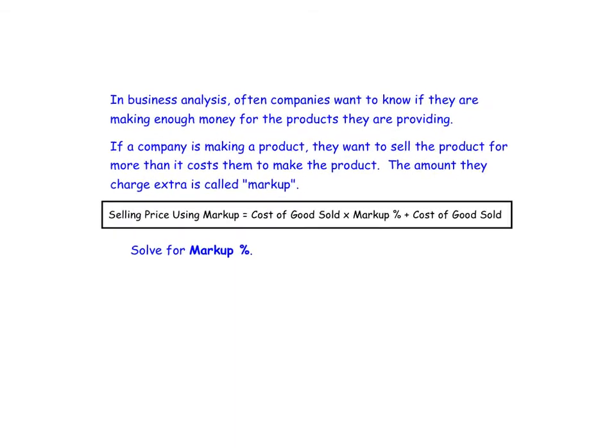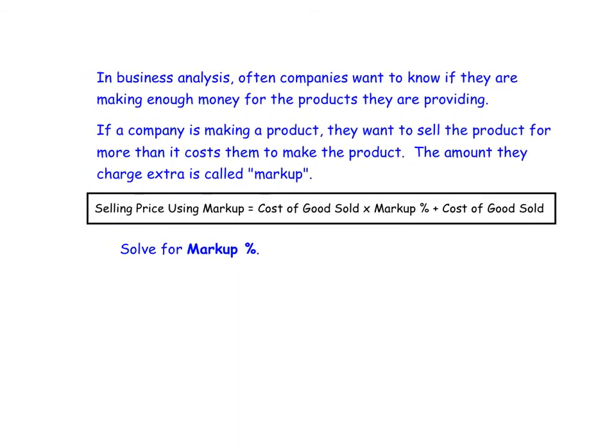Let's look at this one. It says in business analysis, oftentimes companies want to know if they're making enough money for the products they're providing. So if a company is making a product, they want to sell the product for more than it costs them to make the product. The amount they charge extra is called markup. So what happens is, you buy an iPhone, and it doesn't cost Apple $1,100 to make that iPhone 11.